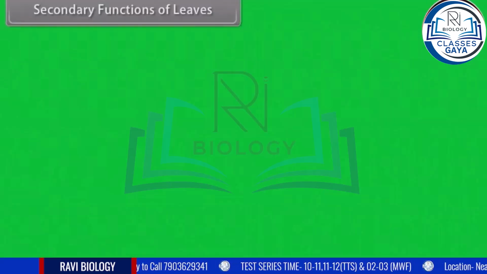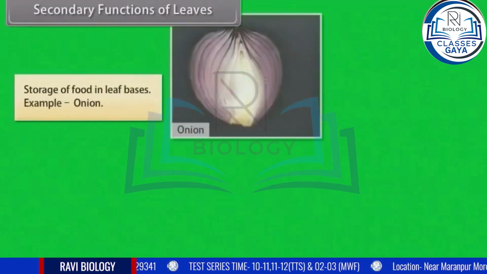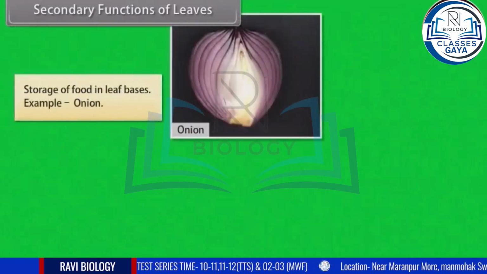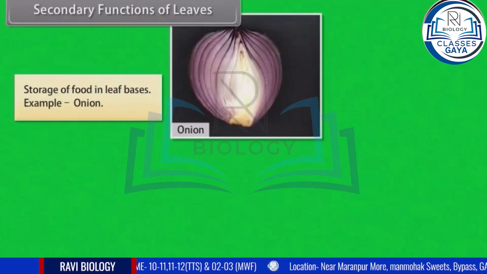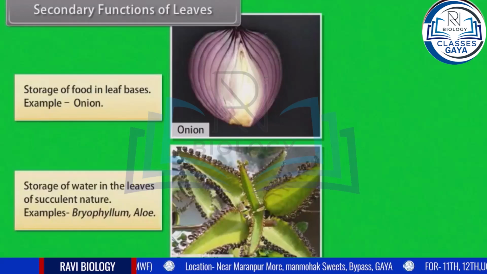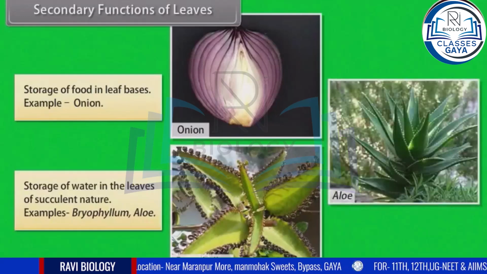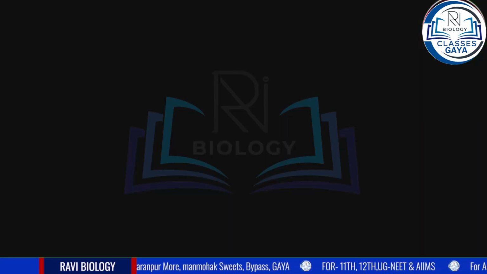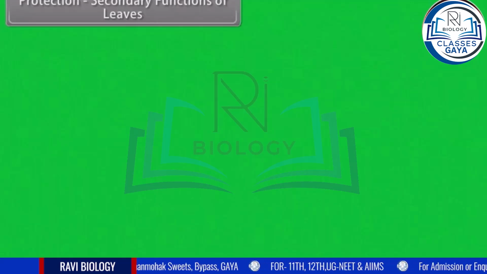Secondary functions of leaves. Storage of food in leaf bases. Example: onion. Storage of water in the leaves of succulent nature. Example: Bryophyllum, aloe. Protection. Secondary functions of leaves.